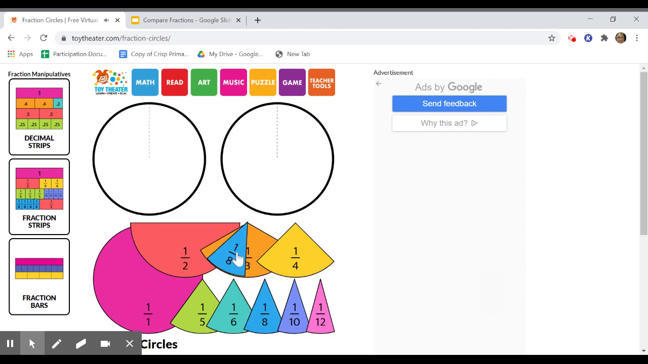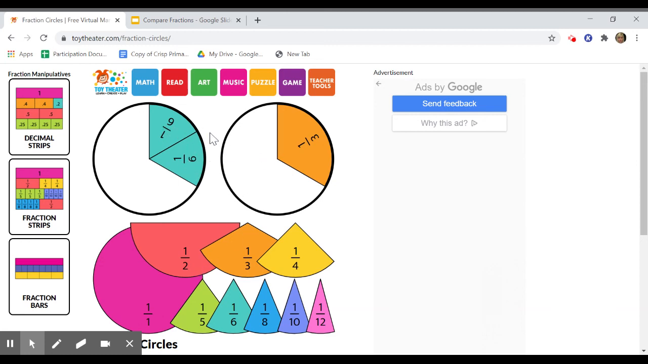Let's do one more. Let's do thirds. A third. So how many sixths would equal a third? Do you think 1/6? No. It's 2/6, right? 2/6 would equal a third.